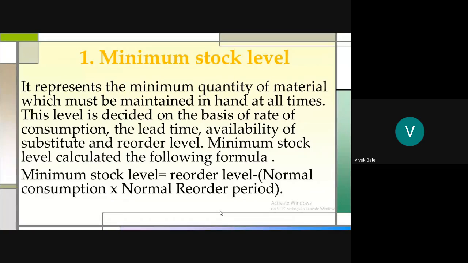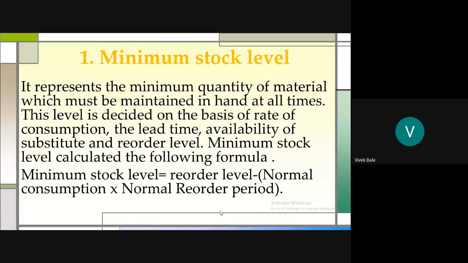And second is the lead time. Lead time means the time which is required for manufacturing the products. So therefore, rate of consumption and lead time, both these things you should take into account whenever you are deciding your minimum level in the company. The third factor that you should take into account is availability of substitute and reorder level. Sometimes the same quality of goods at the same price is not available with the supplier, then you should go for a substitute, another material, but it should not hamper the quality of the product.